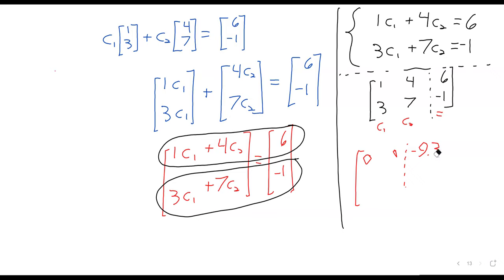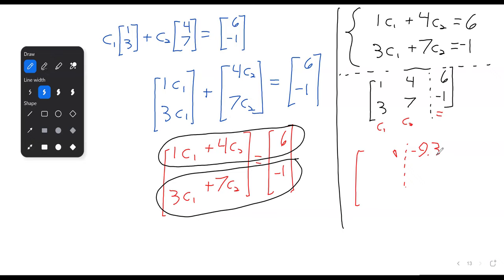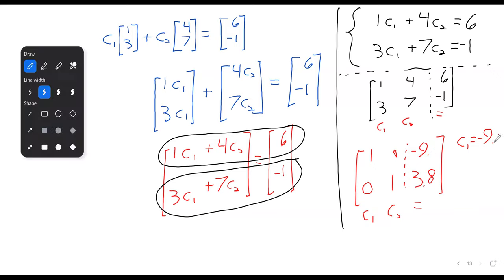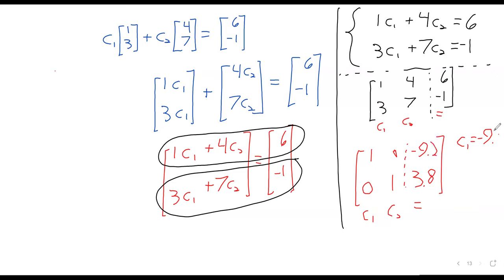Let's see. That's a typo. That should be a zero. That was a one. And then zero, one, was it 2.8? 3.8. So, C1 is negative 9.3. It was negative 9.2. Negative 9.2. Thank you. Even though I know I have a memory of a goldfish, I try to remember stuff and it never works. So C1 is negative 9.2. C2 is 3.8.